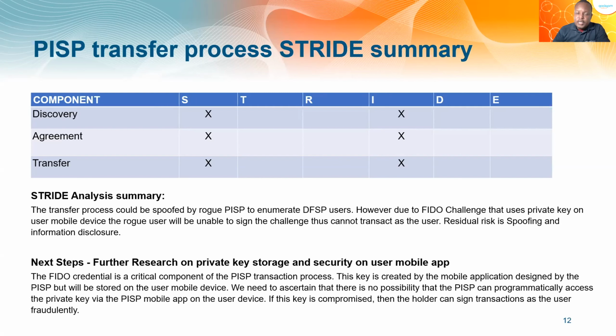One of the things we noted here is that there is a private key that is generated as part of the linking process, and the private key is the cornerstone of security within the transaction process. This private key is used to sign the FIDO challenge that is sent during the transaction process. Now, the risk here is that the FIDO key is stored on the user's mobile device, and it's the same mobile device where the PISP's mobile application will sit.